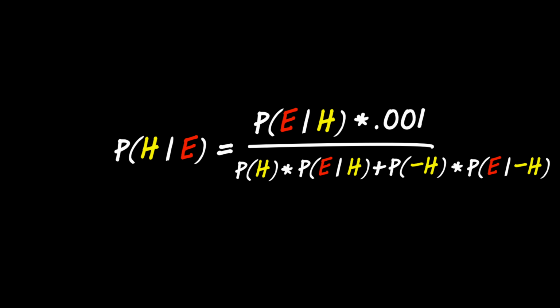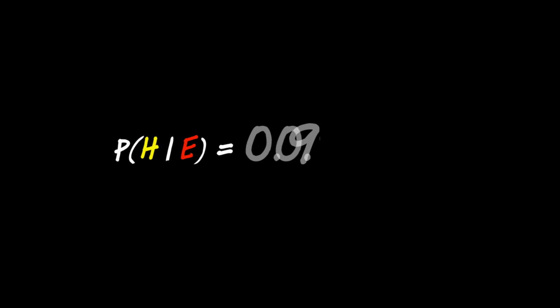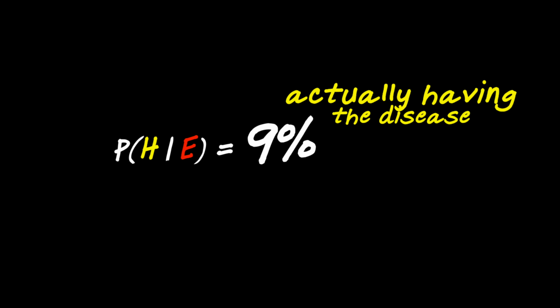And if you plug in the rest of the numbers, you find that you have a 9% chance of actually having the disease after testing positive. Which is incredibly low if you think about it. Now, this isn't some sort of crazy magic. It's actually common sense applied to mathematics.